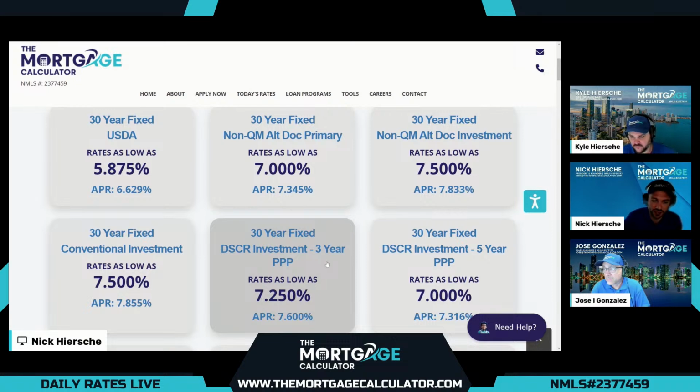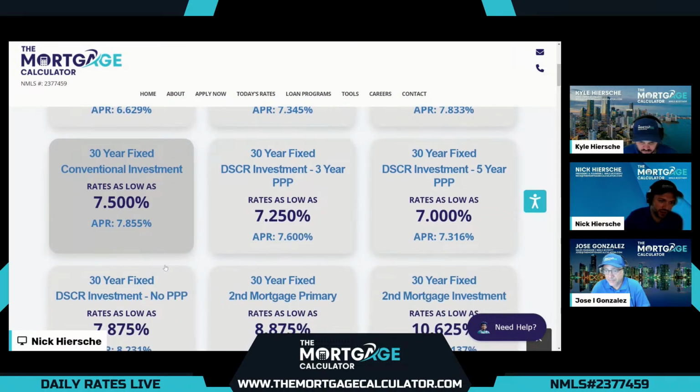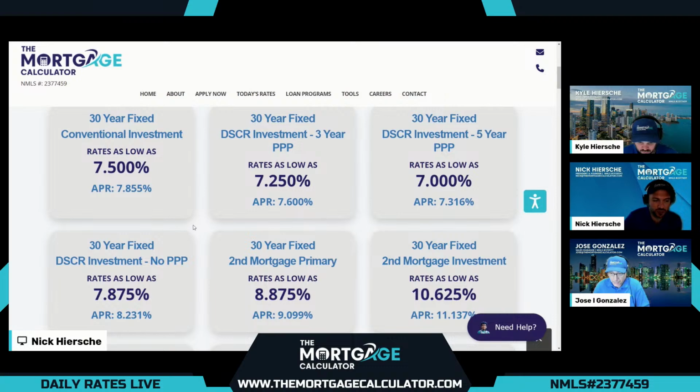Now, to sweeten the deal, our investors can add a 5-year prepayment penalty to get an even better rate option. So rates as low as 7%, final APR 7.316, which beats conventional by over half a point. Absolutely amazing. And we have a few other options. First up is our no prepayment penalty option.